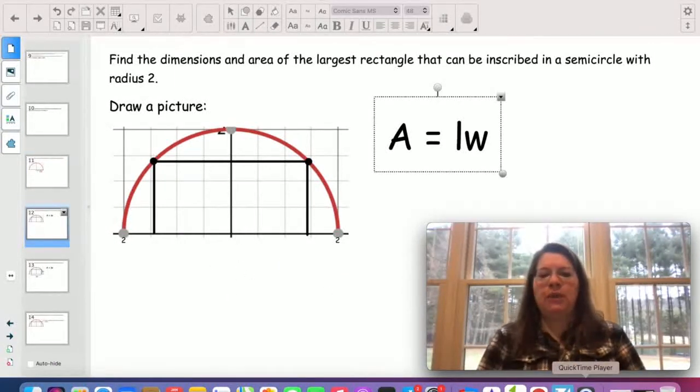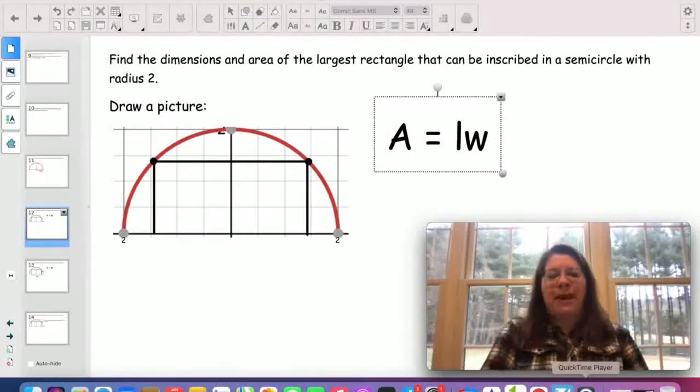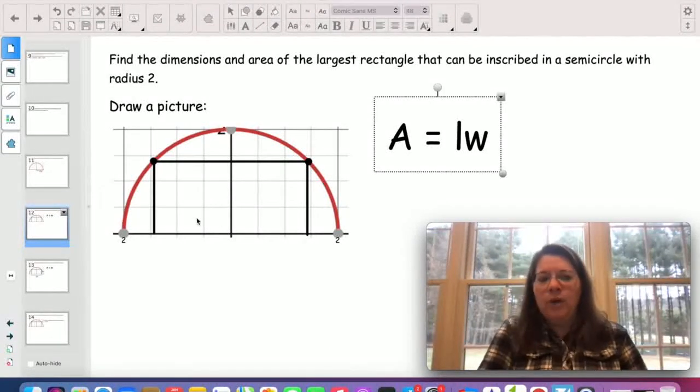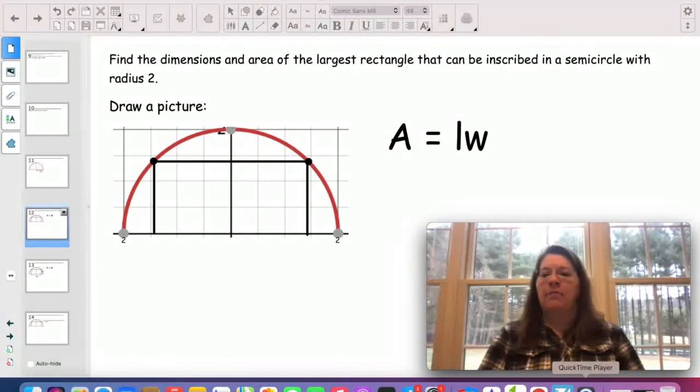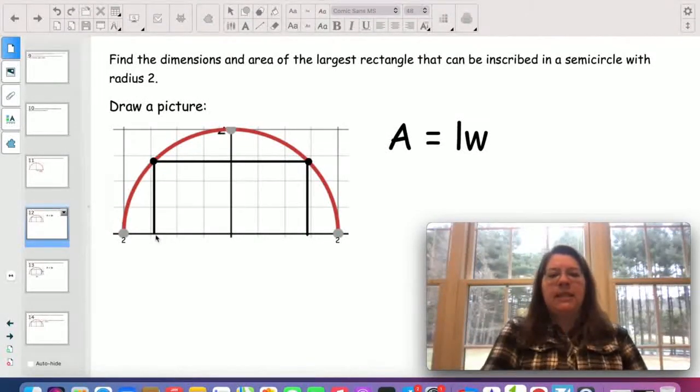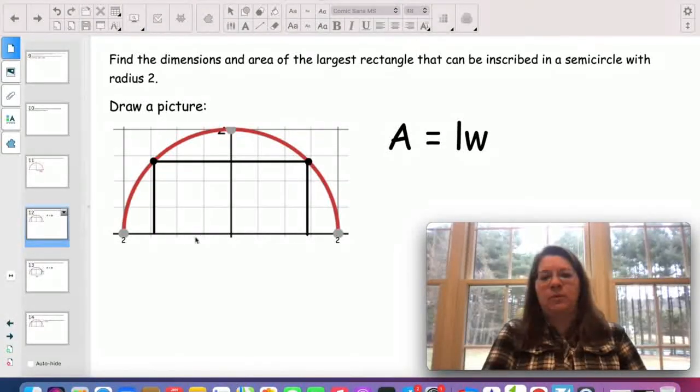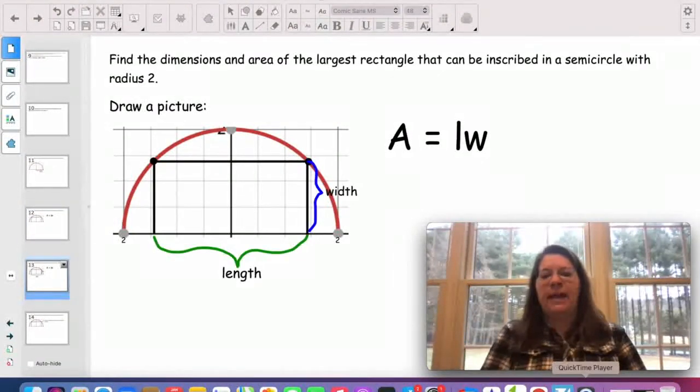Next, I need to inscribe the rectangle where I think it might be to form the greatest rectangle possible. I could have drawn that anywhere. We're not going to know exactly what these ordered pairs are until we do the math. We know that the area of a rectangle is length times width. So the length of this rectangle would be this length right here. The width would be this right here. So if I label those with length and width, this would be my L and this would be my W.